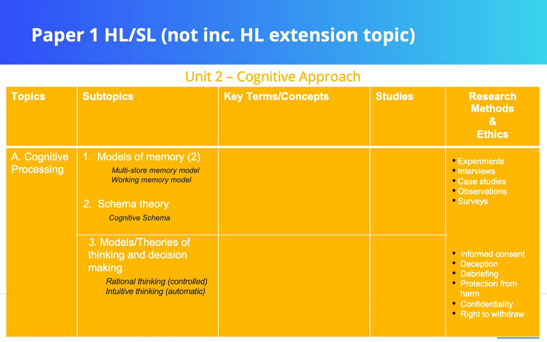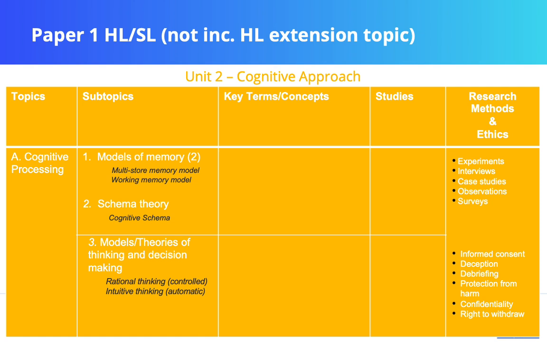This topic has 3 subtopics. The first 2 are linked to memory, and the third is linked to thinking and decision making, another cognitive process. There are lots of key terms and concepts to remember for the models of memory, schema theory, and models and theories of thinking and decision making.